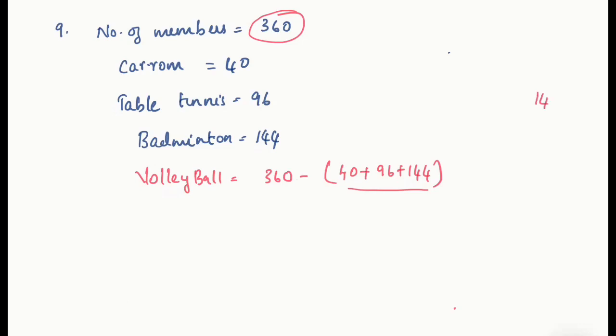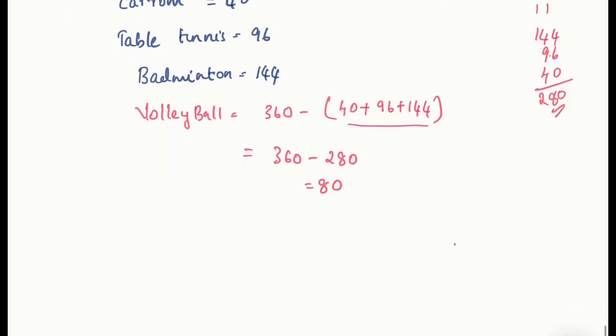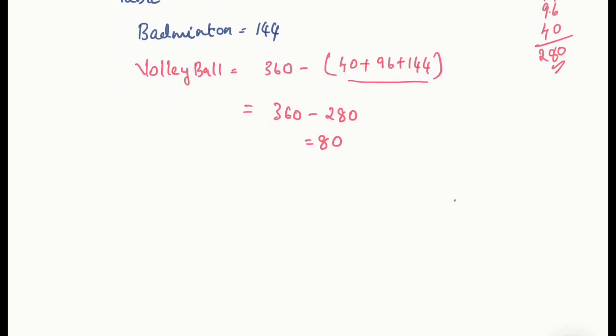So how much are you getting? 144 plus 96 plus 40 gives you 280. Okay. So 360 minus 280. What is 360 minus 280? That is equal to 80. So 80 members play volleyball. So you got it clearly, and no members play 2 or more games. So each of them plays only one game. So there is no confusion regarding that.